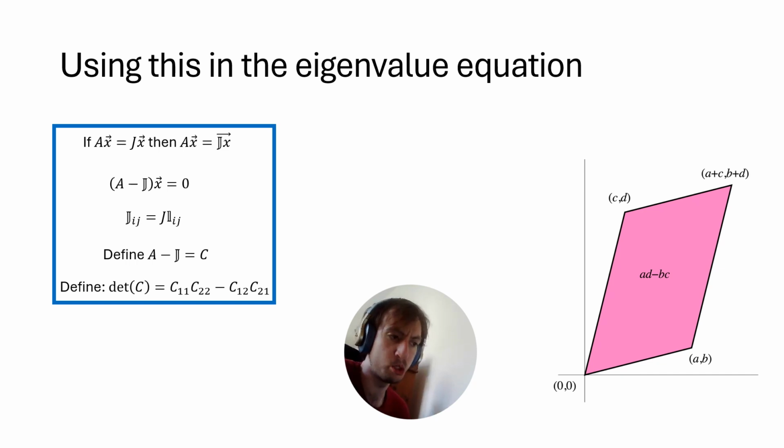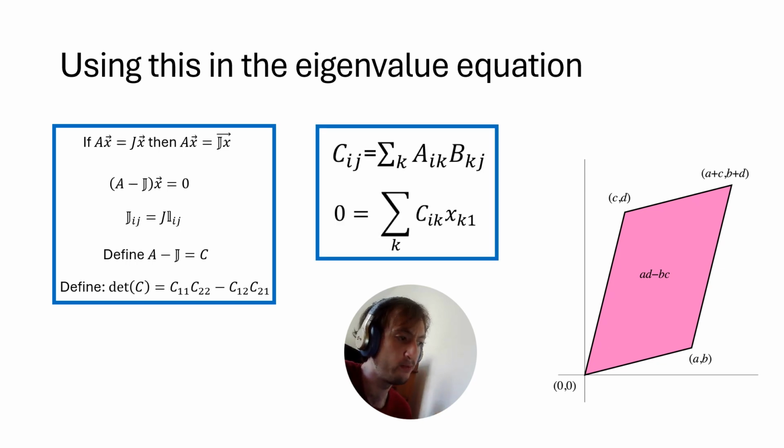So we can call the matrix we get by doing A minus matrix J just another matrix C. And it turns out we'll use a particular function of C, or the components of C, called the determinant of our matrix C. And we get there by noting that if we're going to solve our eigenvalue equation, we now reduce our eigenvalue equation to the statement that a matrix C times our eigenvector equals 0, where C is equal to A minus our matrix J.